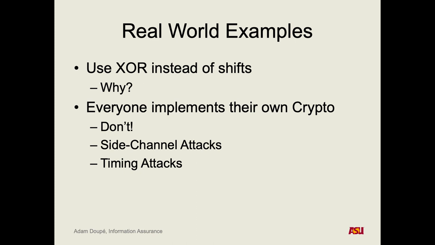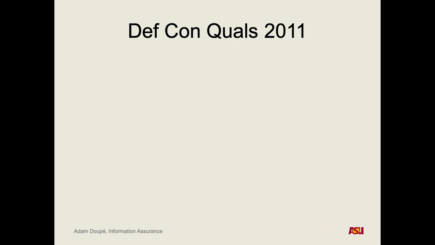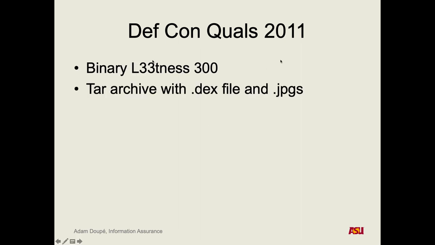So I want to tell you one example before we go. This was a DEF CON Quals 2011 challenge that I worked on. It was called the binary leetness, and the score was 300. It was a tar archive, basically a zip file, with a .dex file. Anybody know what a .dex file is? Anybody do Android development? It's basically an Android app and JPEGs. The S ostensibly stood for secure.